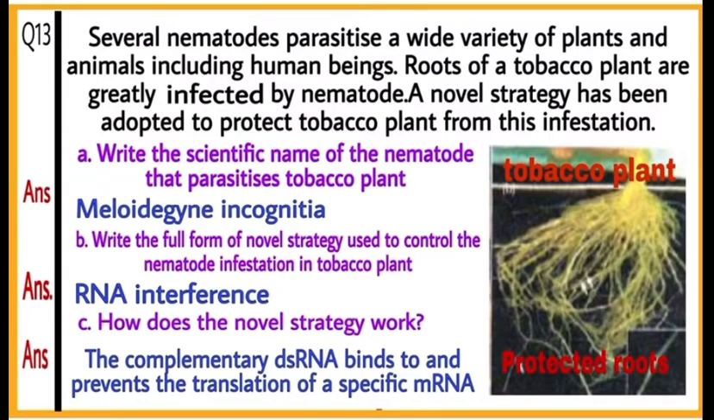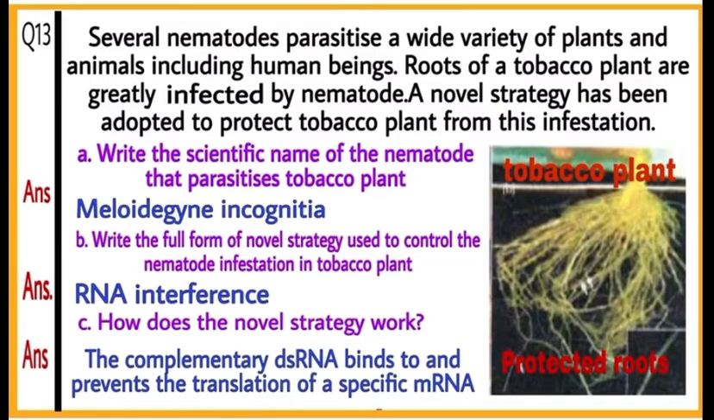Read it and answer part A. Write the scientific name of the nematode that parasitizes tobacco plant. The name of nematode is Meloidogyne incognita, which parasitizes tobacco plant. Part B. Write the full form of novel strategy used to control the nematode infestation in tobacco plant. RNA interference technique का यूज़ किया जाता है to control the nematode infestation in tobacco plant. Part C. How does the novel strategy work?